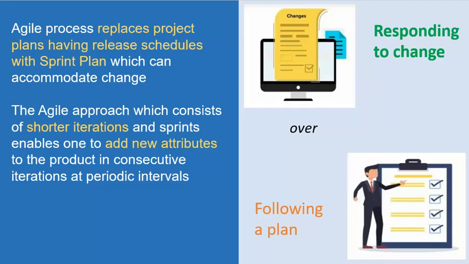Agile replaces project plans having release schedules with the sprint plan. There is always a question: so there is no planning at all? No, there is planning, but in place of year-long plans or release schedules as in a waterfall project, we have sprint planning. We plan for shorter iterations, which is a sprint of 2 to 4 weeks. We plan stories for this sprint. We plan velocity for this sprint. We plan capacity for this sprint. We plan everything that is done in waterfall, but in shorter iterations.